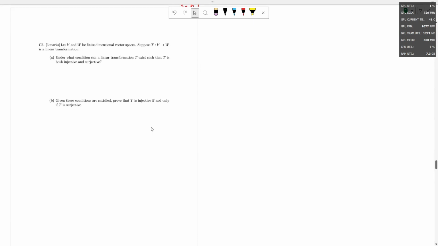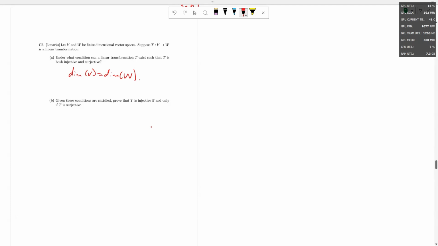Now for C5. Let V and W be vector spaces. Suppose T maps V to W. Under which condition can a linear transformation exist such that T is both injective and surjective? Well, this is when the dimension of V equals the dimension of W. Now, given these conditions, prove that T is injective if and only if T is surjective.